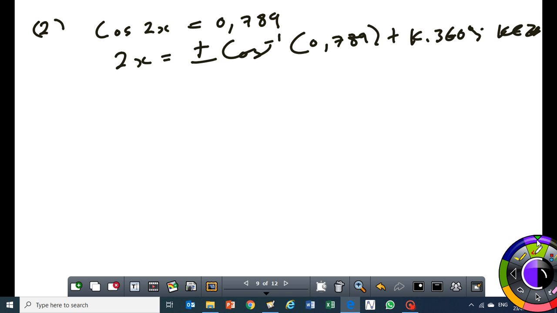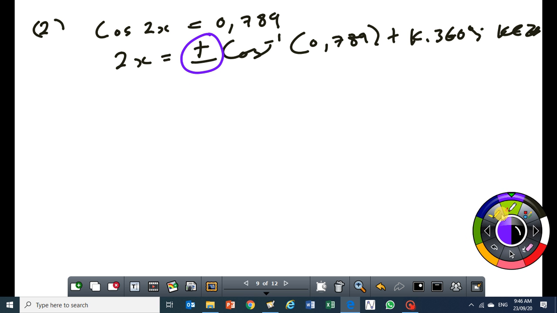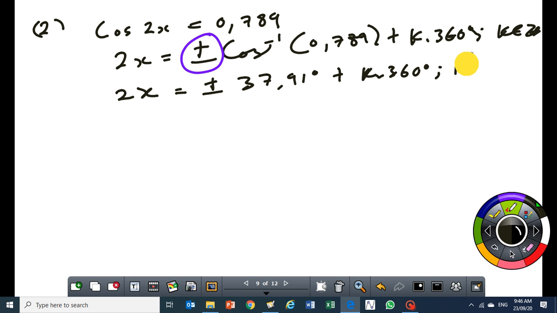Be careful of this. Okay? What is our arc cos of 0.789? What is the size of this angle? It is 37.91 degrees plus k times 360 degrees, where k is an element of z.